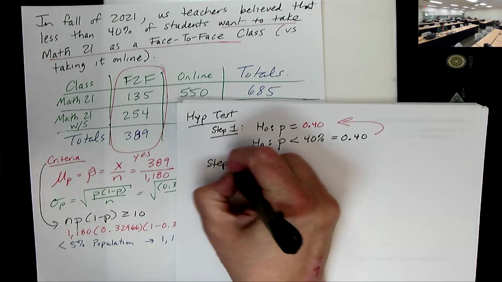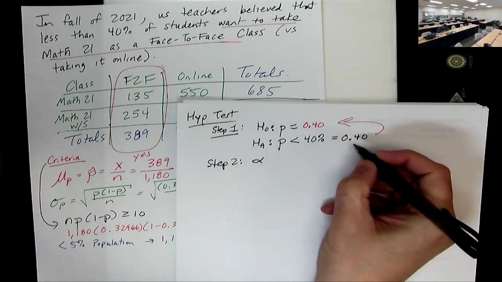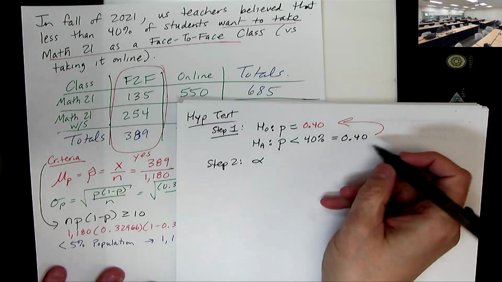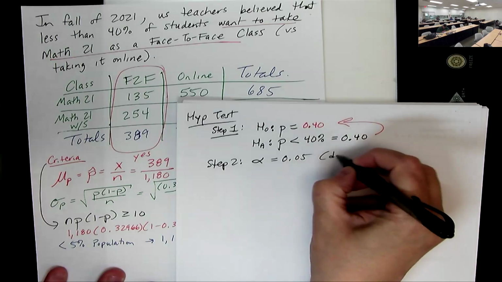Step two is identify alpha. Alpha was not stated in my problem, so I'm gonna use 0.05, which is the default alpha.